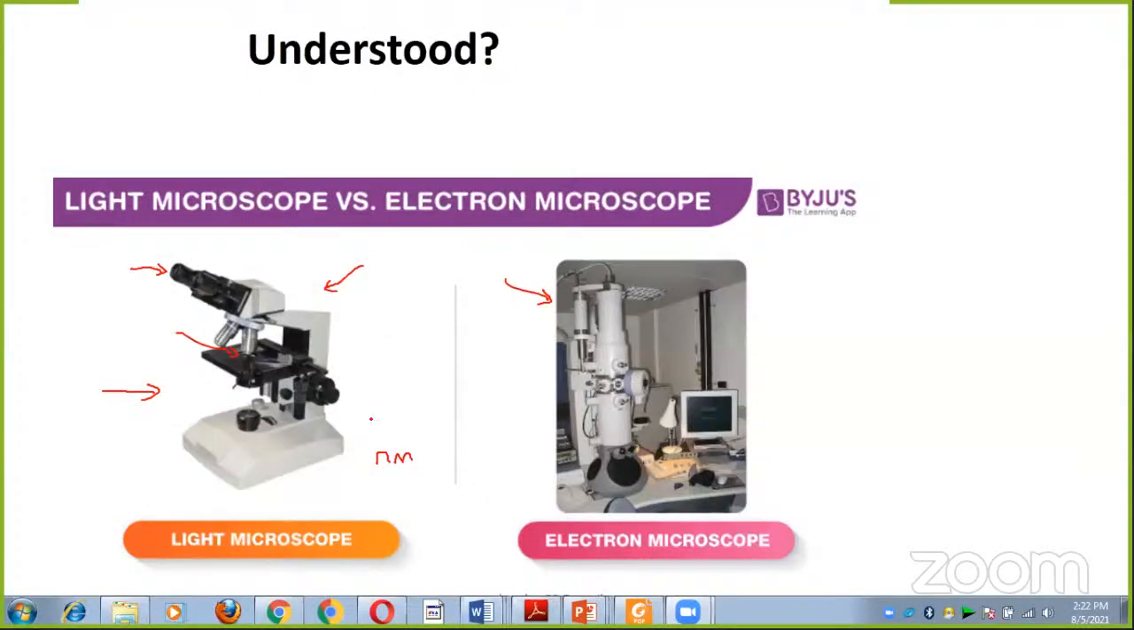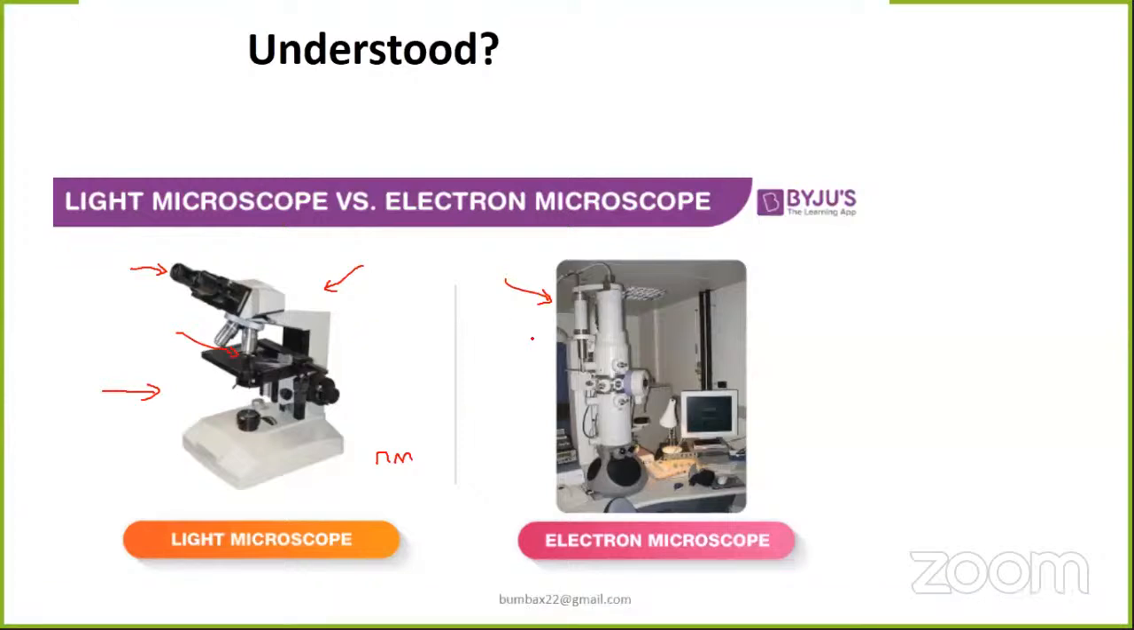I was still telling you that light has a minimum wavelength that it can use, it's limited in what it can use to see. So it has a range in which it can see objects. But this one does not use light to see. It uses a beam of electrons. Now, for this level, I don't know how I can explain electrons to you, but they are some kind of special particles, if I can call them that, that can be used to see.